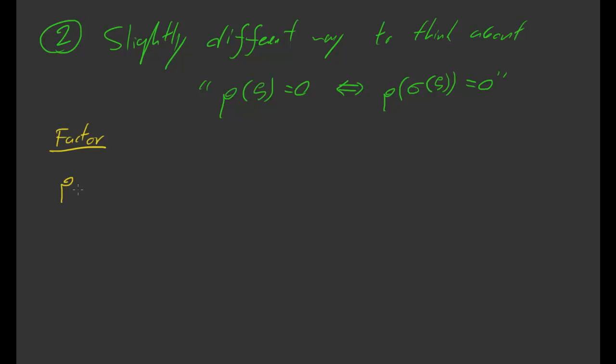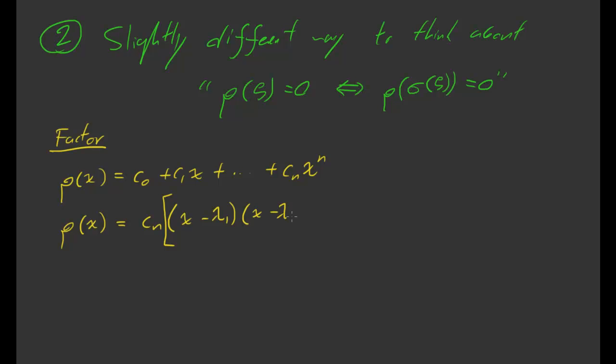Okay, so let's write p of x is equal to c0 plus c1 x plus ... plus cn x^n. Now by the fundamental theorem of algebra, we know that p has roots in the complex numbers. So we can factor p into linear factors. We can write this as, say, cn, I'm just going to pull the cn out here because it's kind of annoying, cn times (x minus some root lambda 1), then (x minus some root lambda 2), ..., (x minus some root lambda n). So we can factor the polynomial p like that.